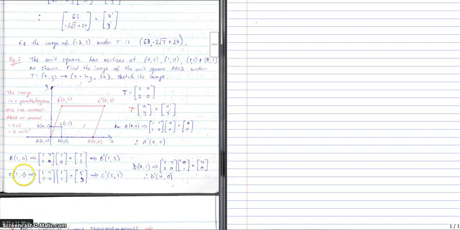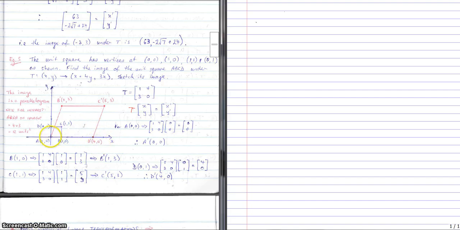And we've got point C, we do the same thing, transformation matrix T times 1, 1. 1 times 1 is 1, plus 4 times 1, 4, that makes 5, and then 3 times 1 is 3 for our y coordinate. So we have 5, 3 for our image point C prime. And then finally, the image of D, we go 1 times 0 plus 4 times 1 becomes 4, and 3 times 0 plus 0 times 1 is 0, and so our image point D prime located here is 4, 0.